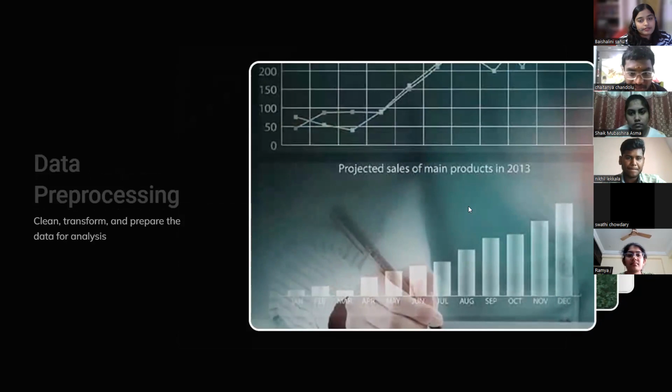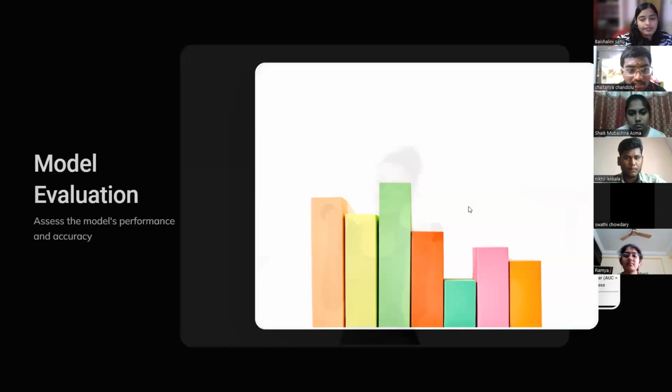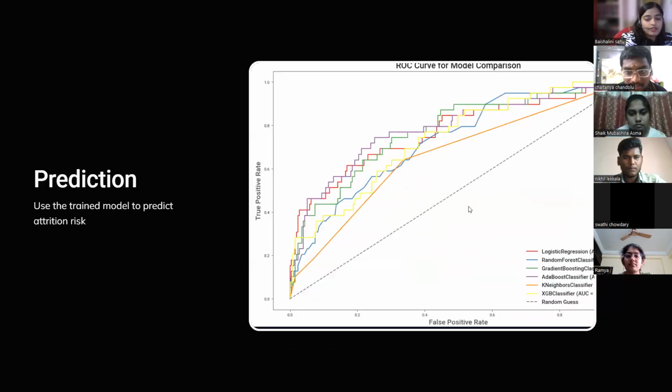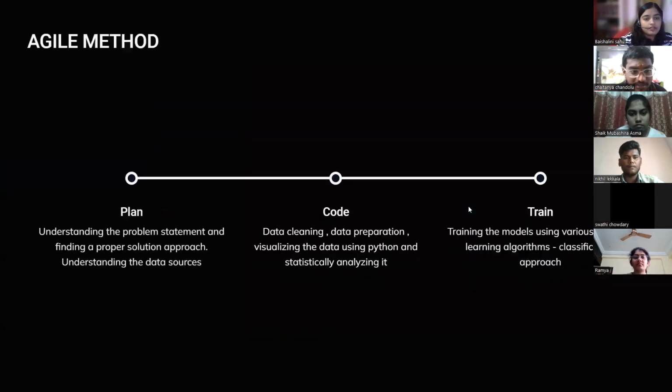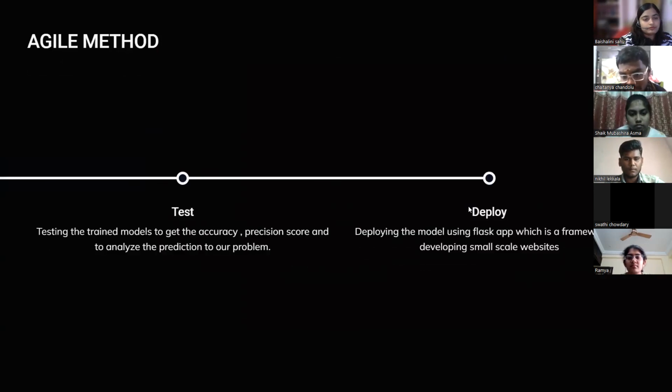And feature selection, we did all the methods, and training the models, model evaluations, and also predicting which is giving the most accuracy. So coming to agile methods, a normal thing: planning and coding, cleaning and preparation, training the models, testing the model, and deploying using a Flask app. We already deployed the website.